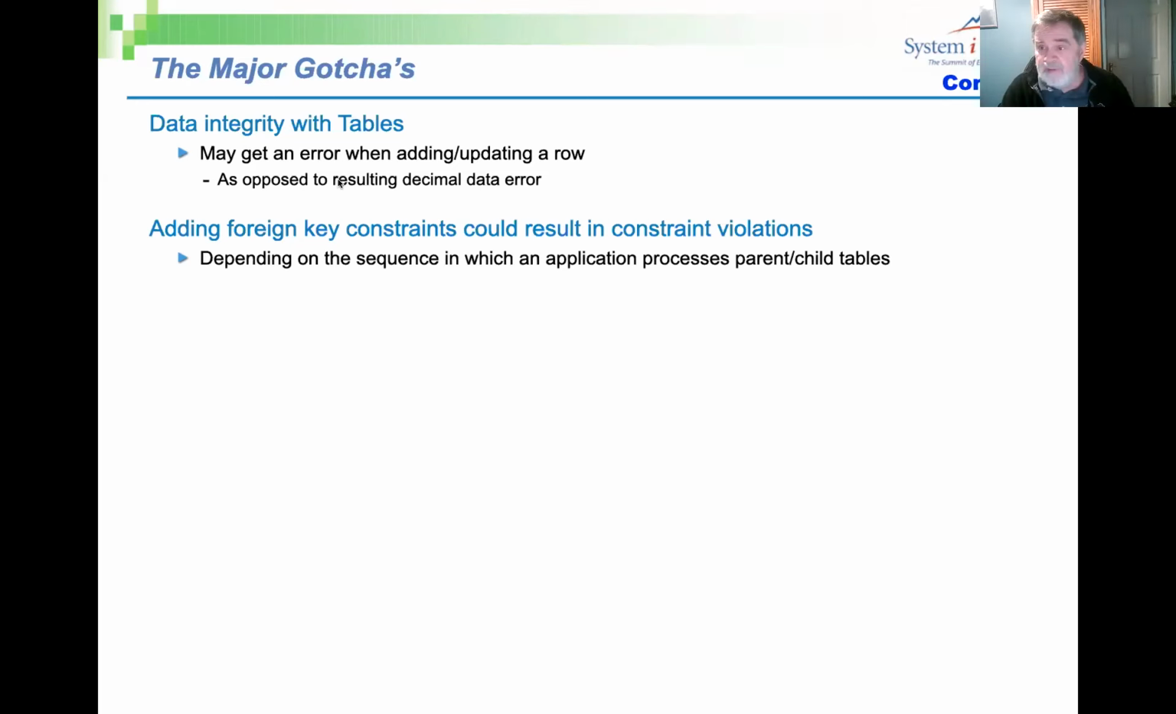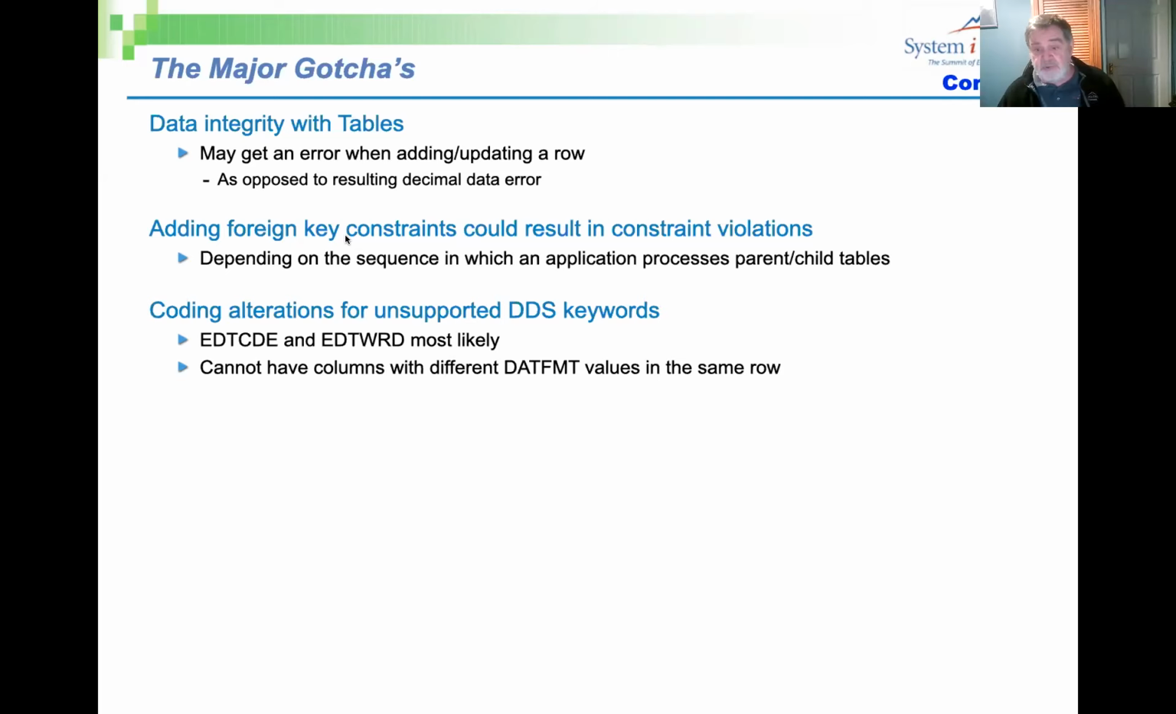Well, what your program might be doing is deleting the order header first and then all the detail rows, as opposed to doing them the right way around, okay? So putting the constraint in place would cause problems in your programs. Again, things that you just have to watch out for. And then the last one there, as I said, is the coding alterations you may have to make for those unsupported DDS keywords. Okay, going into display files or print files, to make changes for those. They can be sort of the tedious ones that are in there.